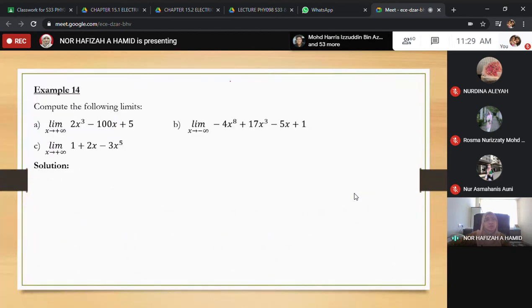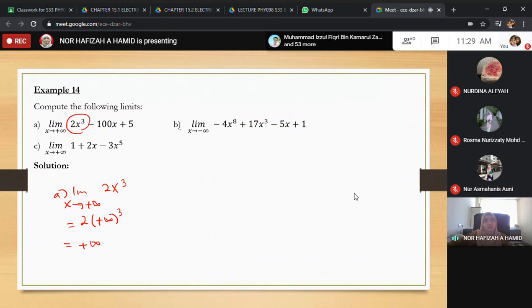So for polynomial function, for example, the highest degree term is 2x cubed. Okay, so you just substitute. Substitute x with positive infinity. For A, limit x approach to positive infinity, highest degree term 2x cubed. So substitute x with positive infinity. Okay, so the answer is positive infinity.